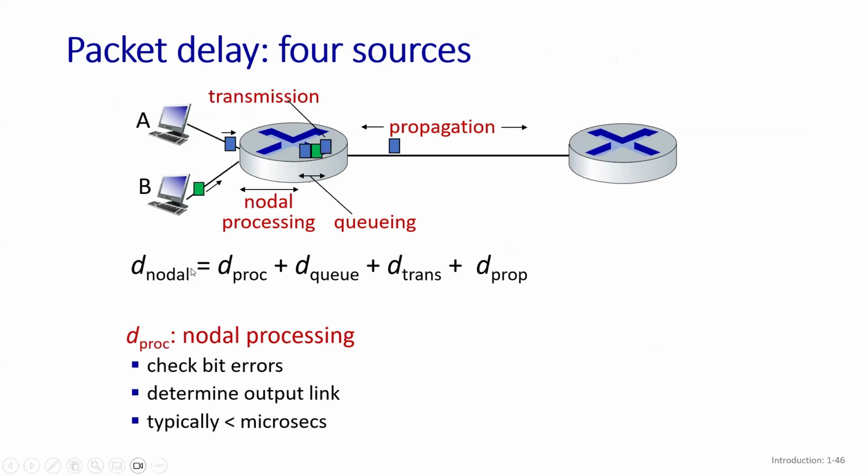The first one is the processing delay, which you can also call nodal processing delay. It basically means the time that it takes for the router to process this packet. By processing, what we mean is that the router is going to check any bit errors in the packet, and it is also going to determine to which output link this router needs to forward this packet. It will consult the routing table for that. So all this processing of the packet to check the bit errors and decide on the output link is the processing delay. And this delay is typically in microseconds.